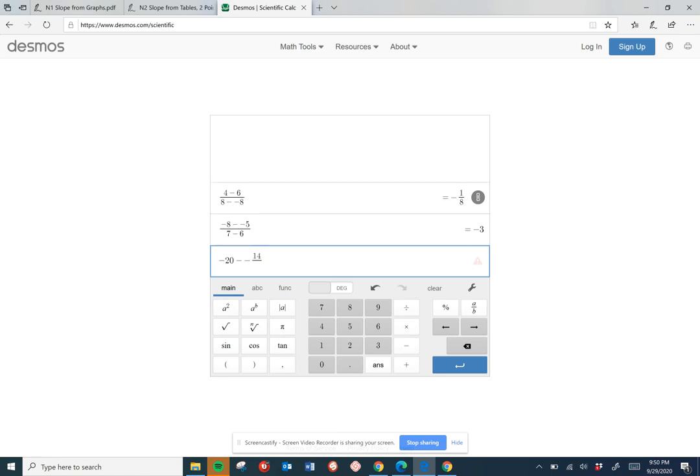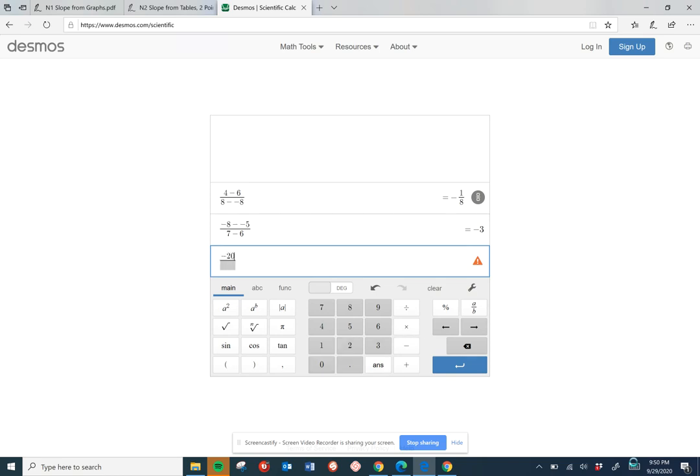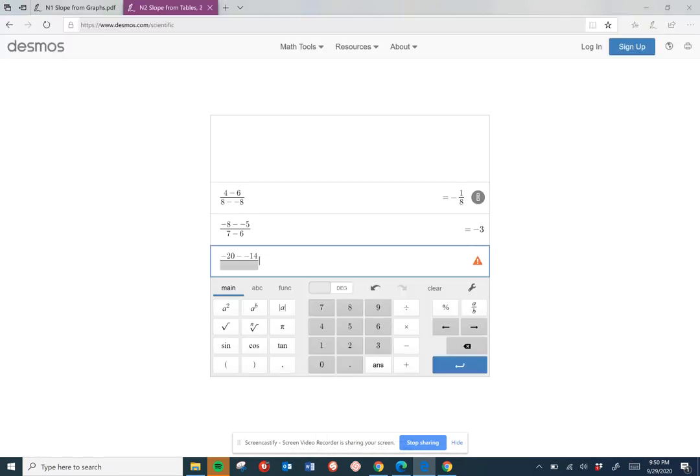To do it at the beginning. -20 minus -14 over 6 minus 3. And we'll get -2. Okay, so our slope here is -2.